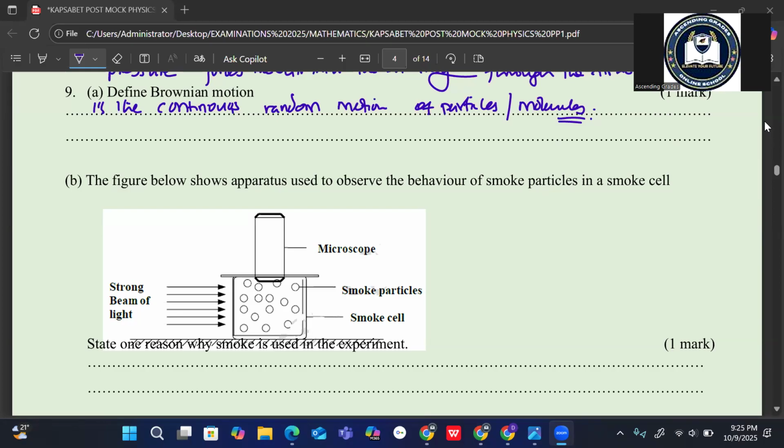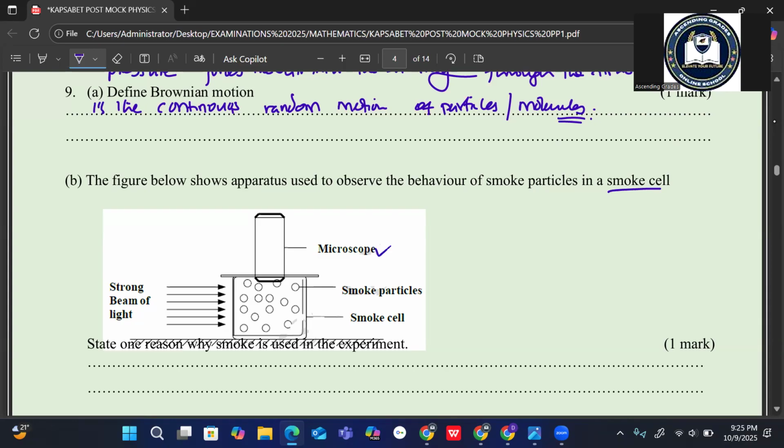Now we can continue to part B. The figure below shows apparatus used to observe the behavior of small particles in a small cell. Then you're told to state one reason why smoke is used in the experiment. We may discuss several issues because the question seems to be targeting just one part, so we'll answer it and then have several other things. So we have the microscope as shown.